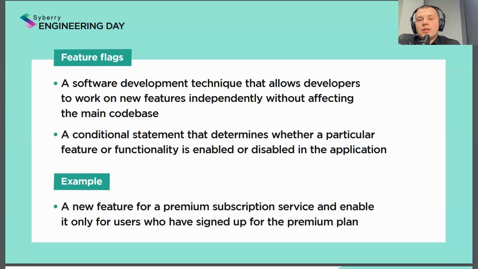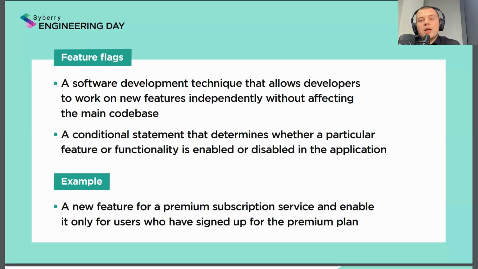Once a new feature is tested and approved, the developer can merge the changes into the main line and remove the feature flag. This approach ensures that the new feature is integrated smoothly into the main code base and doesn't cause any conflicts or regressions.